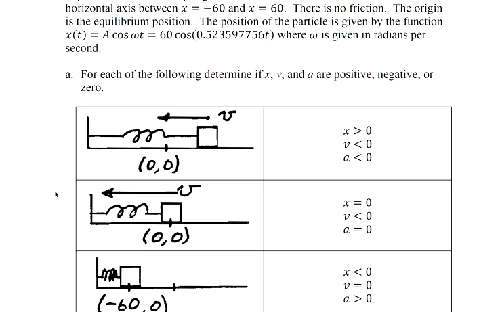So imagine if we're to the right of the origin, 0, and we're moving to the left. Well, velocity is negative because we're moving to the left. Acceleration is negative because we're speeding up to the left. And displacement is positive because we're to the right.